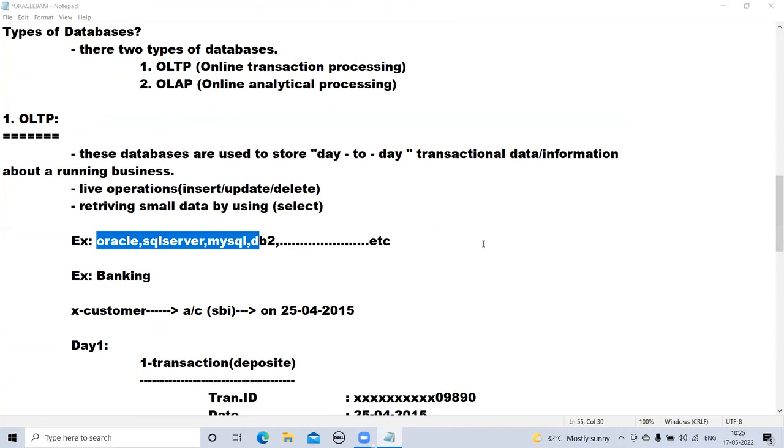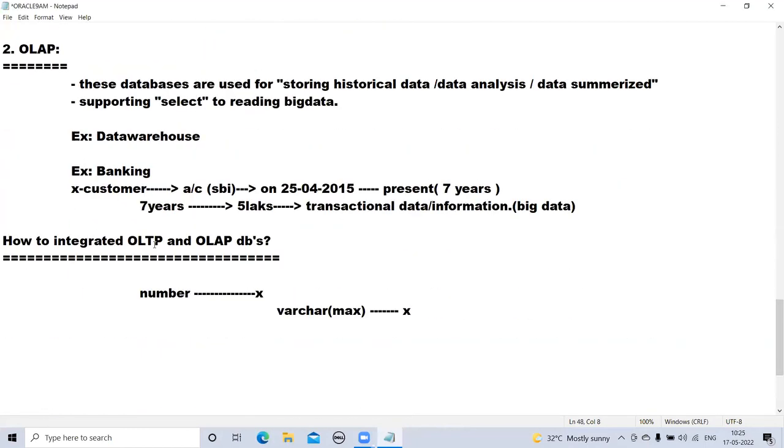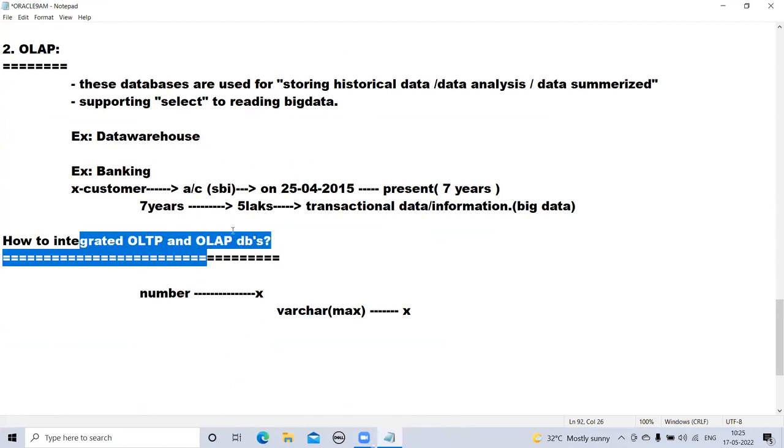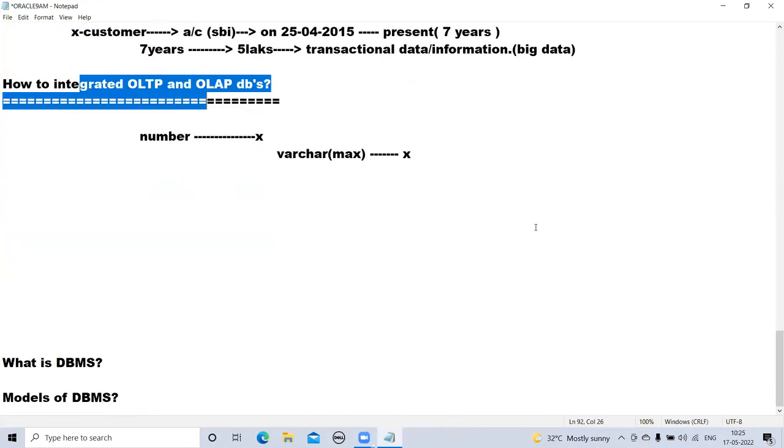Akash, we have not created an OLTP database. So how to create OLTP data? That's a good question from Akash. Tomorrow I will tell you how the data is created for OLTP as well as OLAP. Then with this integration process, your doubt will be cleared. Okay, right.